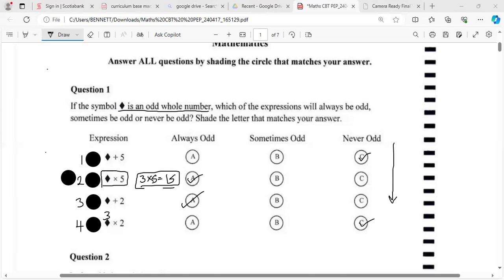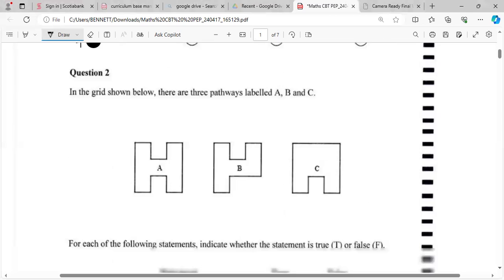All right, let's move on to number 2. It said, in the grid shown below, there are 3 pathways labeled A, B, and C. For each of the following statements, indicate whether the statement is true or false. If you're just joining us, this is from the Ministry of Education. My colleague got it off their website. So guys, I think every school should go through this. I might post this one on YouTube because I think every student should have the opportunity to see it.